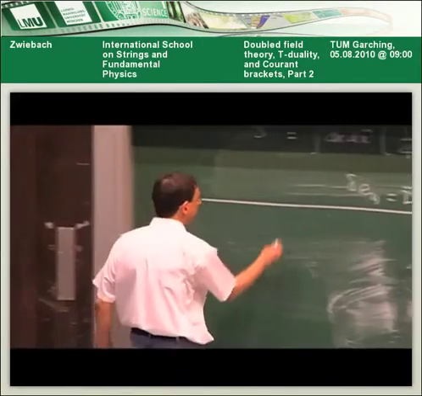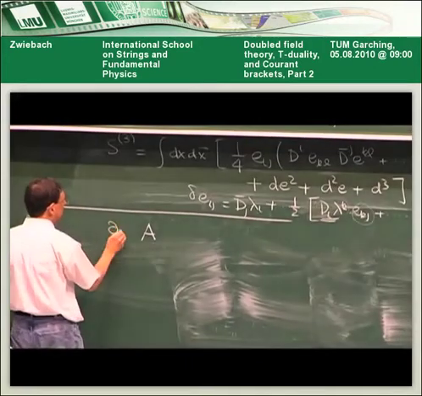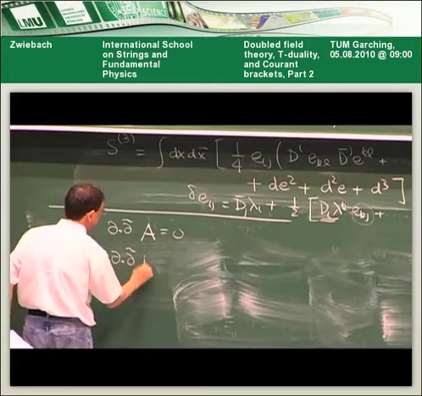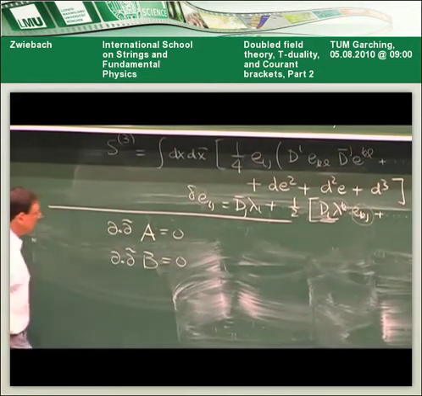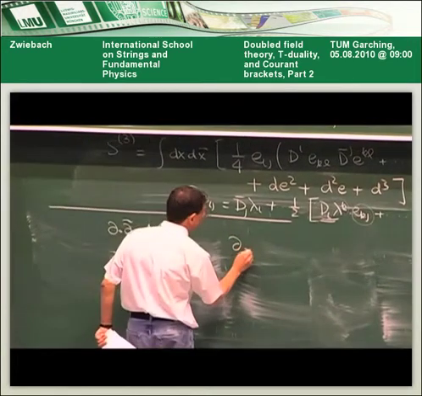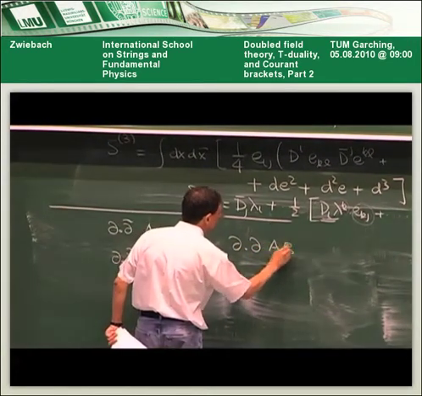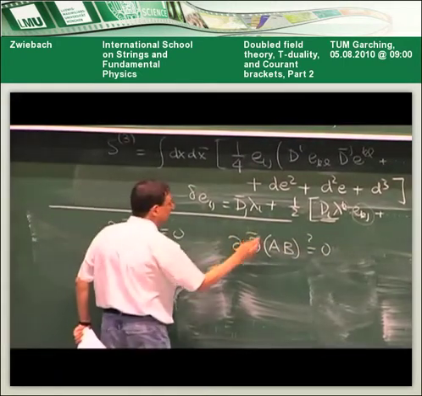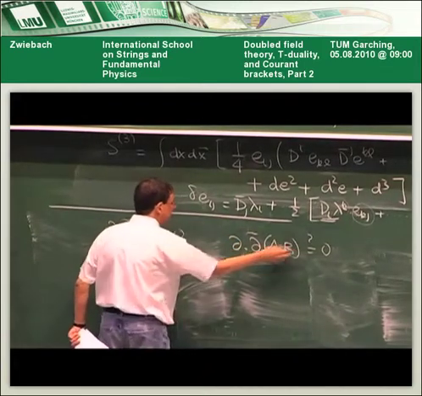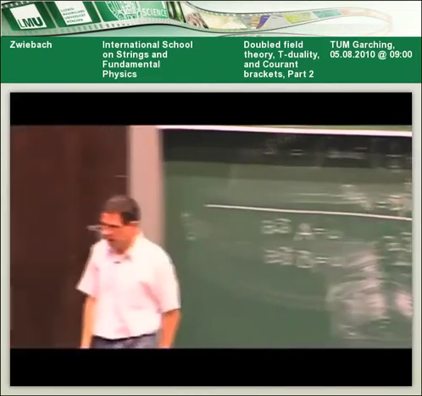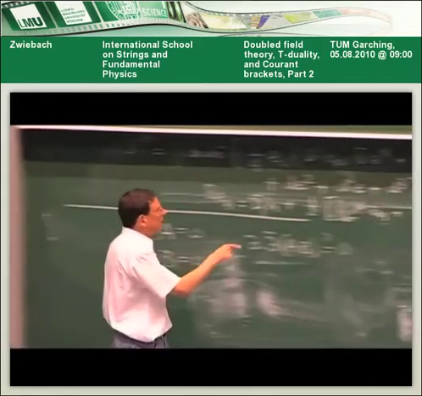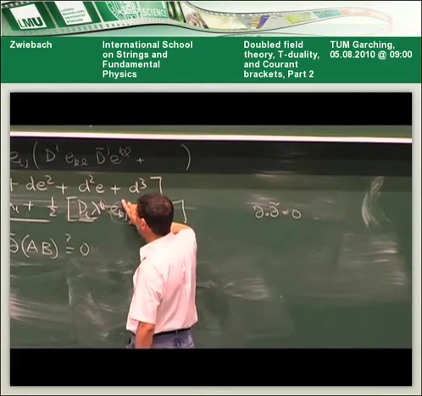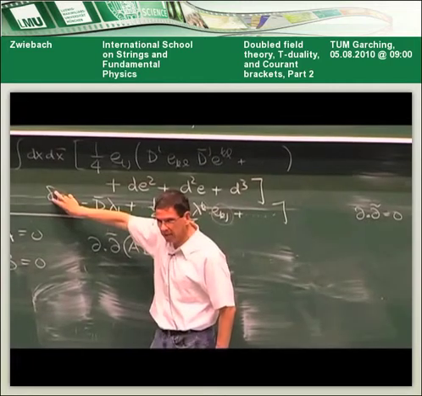So in fact, if you have a field A that is killed by d tilde, and you have a field B that is killed by d tilde, the d tilde of AB need not be 0, because d tilde will act on the first, will act on the second, and then it will act in mixed ways. So the fact that one field is constrained and another field or gauge parameter is constrained doesn't mean that the product is constrained, which is what you need here.